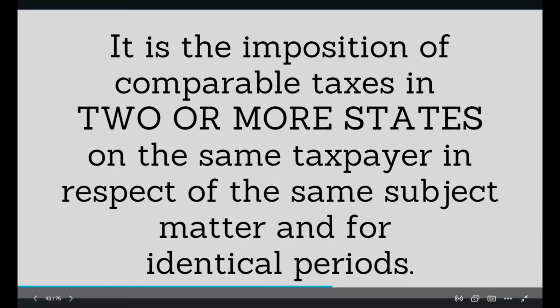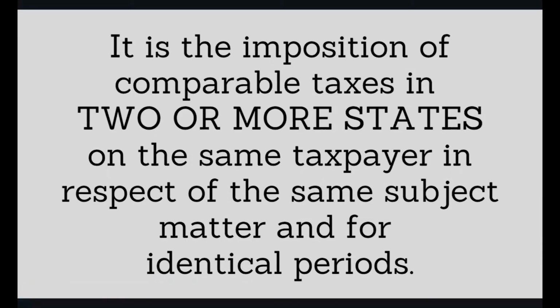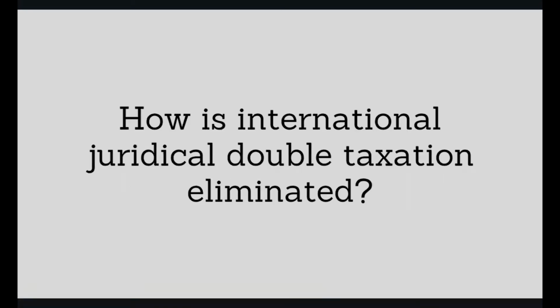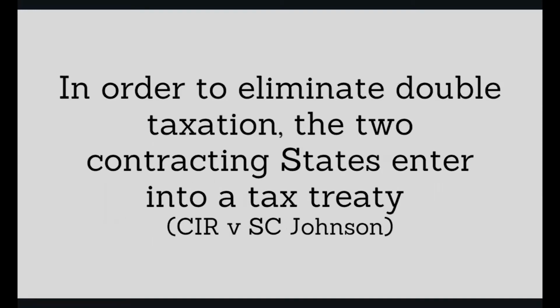What is international juridical double taxation? It is the imposition of comparable taxes in two or more states on the same taxpayer in respect of the same subject matter and for identical periods. How is international juridical double taxation eliminated? The two contracting states should enter into a tax treaty in order to eliminate double taxation. Commissioner of Internal Revenue versus S.C. Johnson.